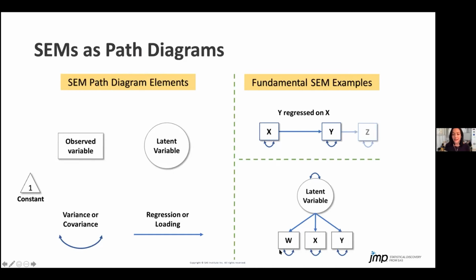We also have these double-headed arrows for each of the observed variables, and that's because we know that each of them has a residual variance, right? It's some proportion of variance that is not explained by the latent variable.